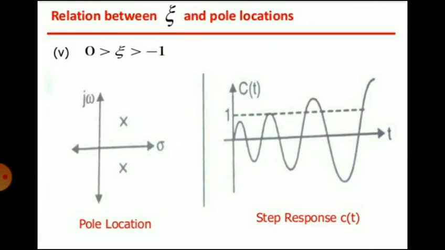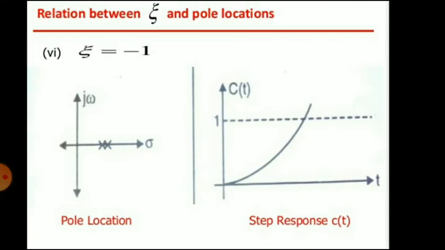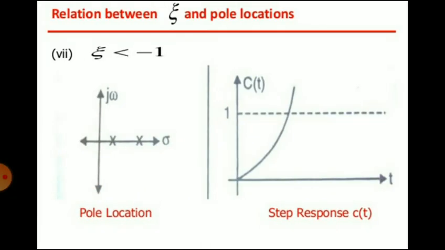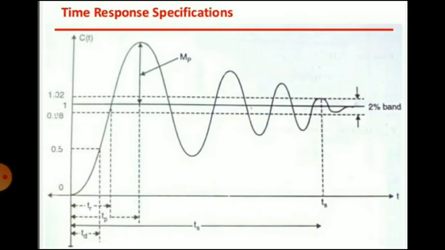Then zeta is in between 0 to minus 1. So the amplitude of these oscillations is increasing. So that response is shown here. Then zeta equal to minus 1, the response is shown, and zeta less than minus 1, the step response, or the total response, is shown. So this is the time response specifications.